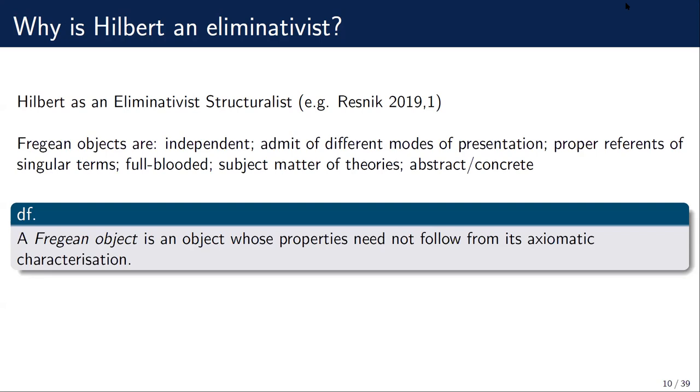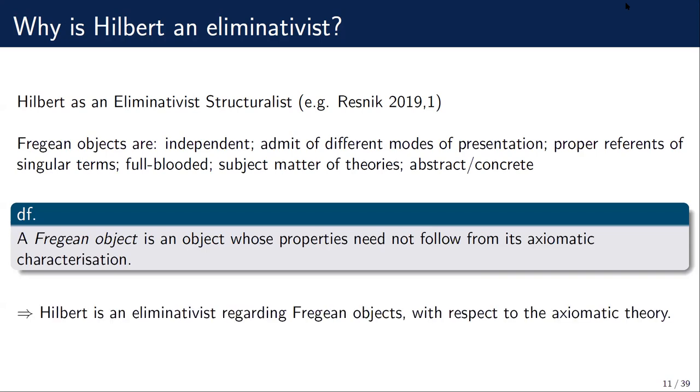Let's say that we characterize a system of points and lines and planes using an axiomatic theory. By axiomatic theory, I just mean, in the context of mathematics, some kind of formalized or semi-formalized collection of explicit axioms. And then the axiomatized theory is the deductive closure of that axiom set. So Fregean objects would be objects which we can of course characterize axiomatically, but they might turn out to have properties that surprise us, that aren't captured in our axiomatic characterization.